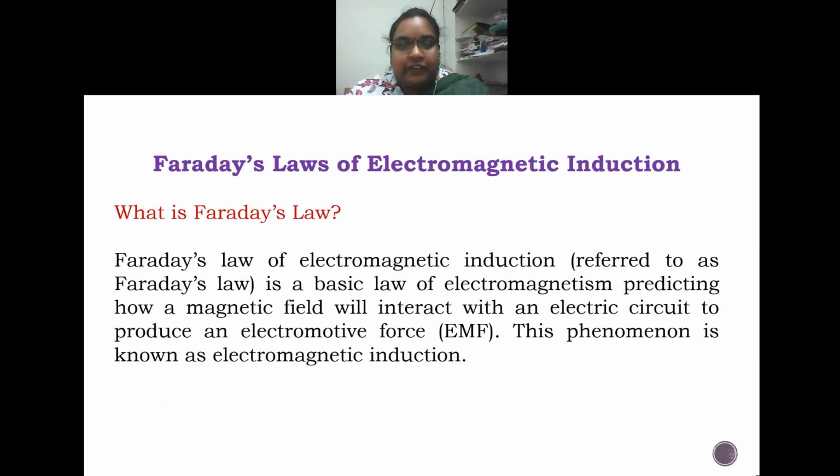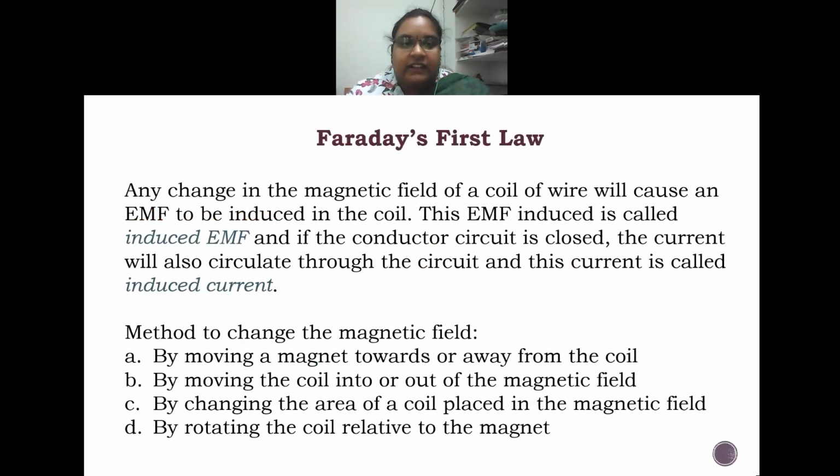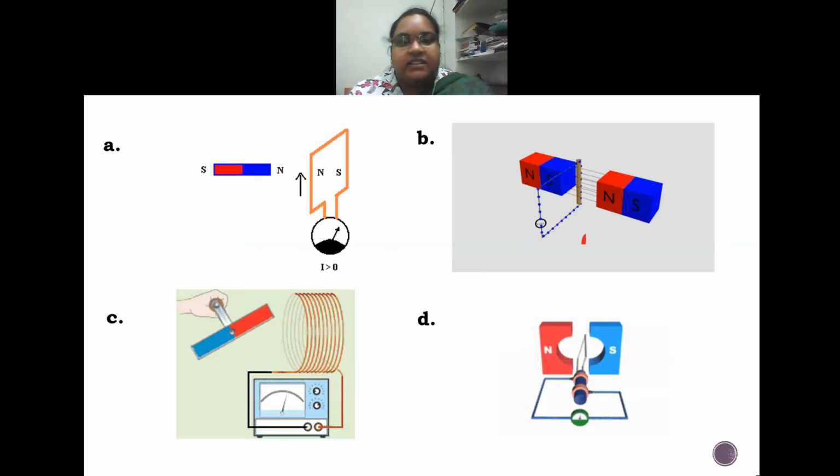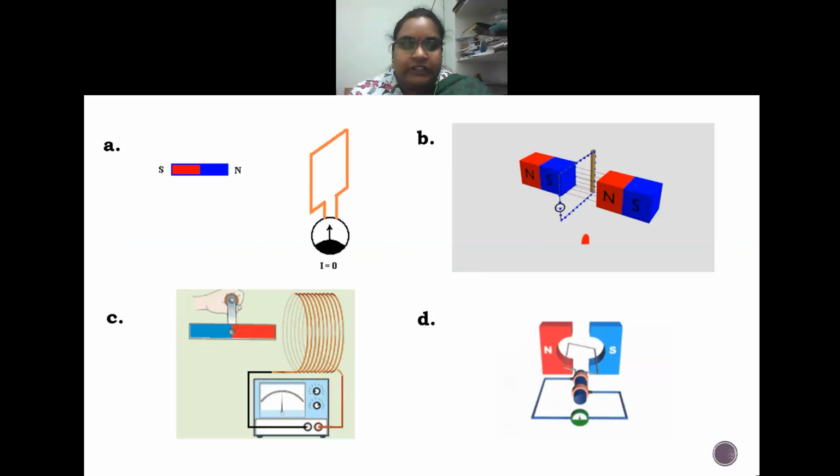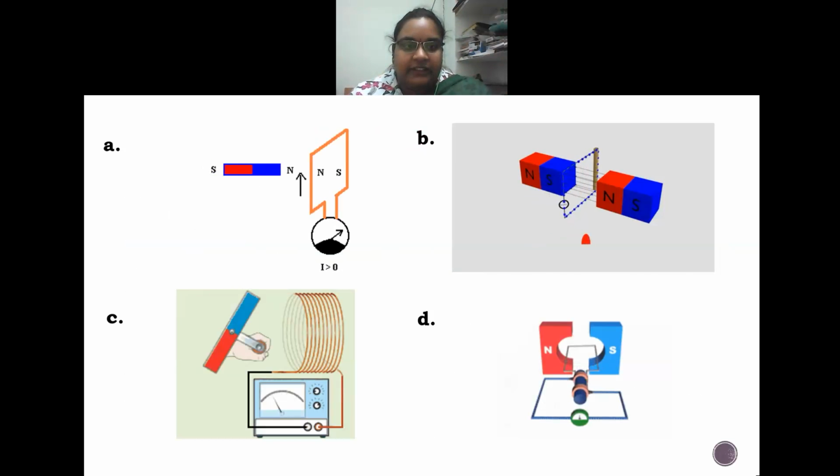Next is Faraday's laws of electromagnetic induction. Faraday has stated two laws. The first law says that any change in the magnetic field of a coil will cause an EMF to be induced in the coil. Any change in the magnetic field will give us a change in the induced EMF. So these are the different methods in which the EMF can be induced. We have seen all four different methods.